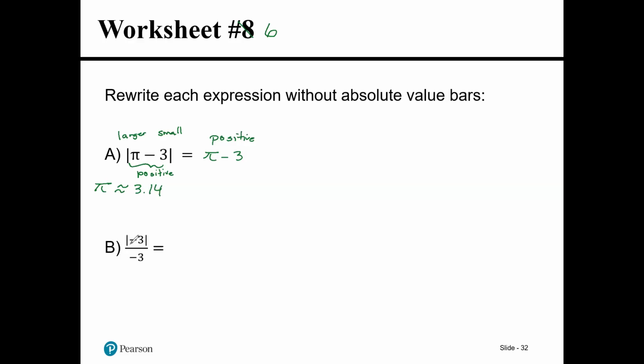B, we have the absolute value of negative 3, which will just be 3. So now we have 3 divided by 3. That's going to equal just negative 1.